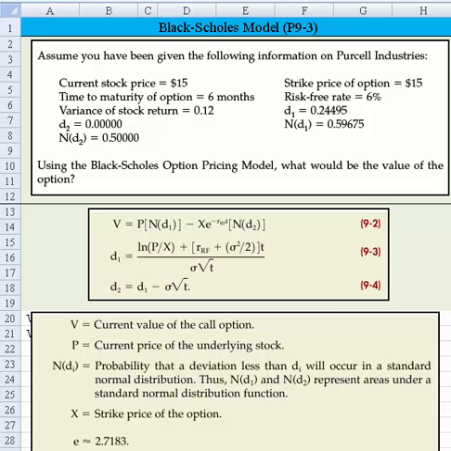The current stock price is $15. Now I'm just reading to the left of my mouse here, okay? The time to maturity, 6 months. Variance of the stock return is 12%. D2 is 0 and N of D2 is 50%. Now let's read what D1 and D2 stand for.